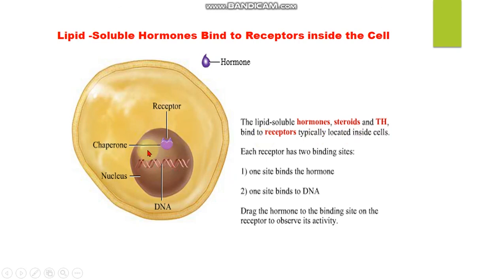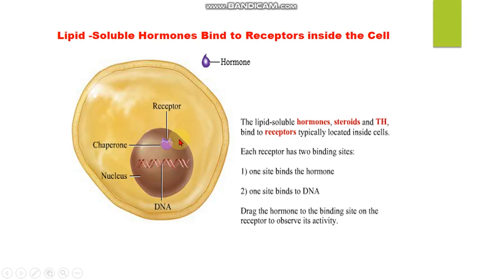Steroids and thyroid hormone bind to receptors typically located inside cells. Most of these intracellular receptors are located in the nucleus. Each receptor has two binding sites. One site binds to the hormone, one site binds to DNA.